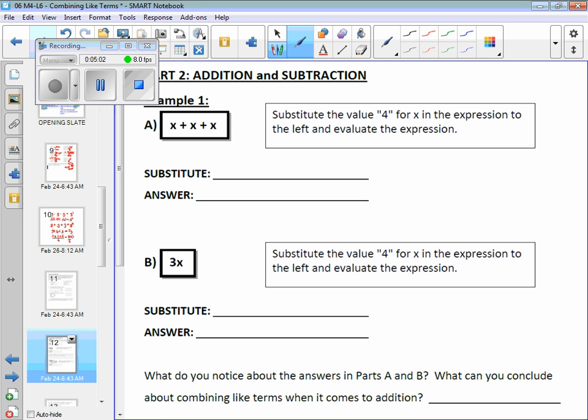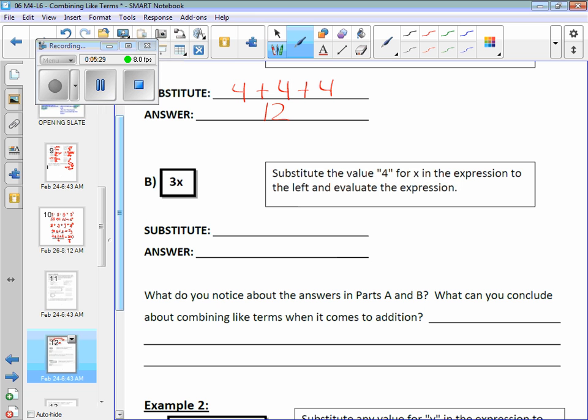The only difference between the warm-up that we just did and the examples is that they want you to substitute 4 rather than 3. So we're going to take the 4 and put it in each time for the x's. We'll go through this quickly because we've already done it. What do you get as an answer? 12. All right, what's supposed to be an equivalent expression, we're going to see if it works. 3 times what?